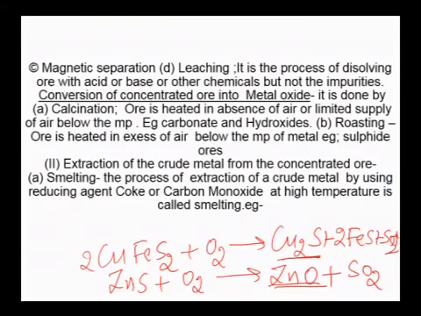Let us see the next step in the metallurgical process, extraction of the crude metal from the concentrated ore. It is done by the following method. The first one is smelting. It is the process of extraction of a crude metal by using a reducing agent, coke or carbon monoxide, at high temperature.